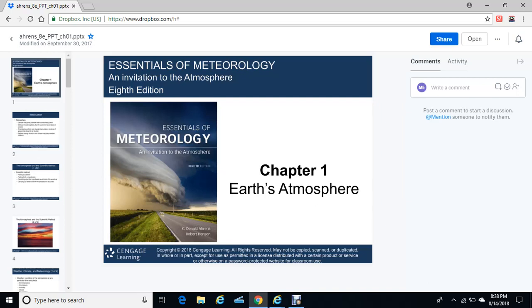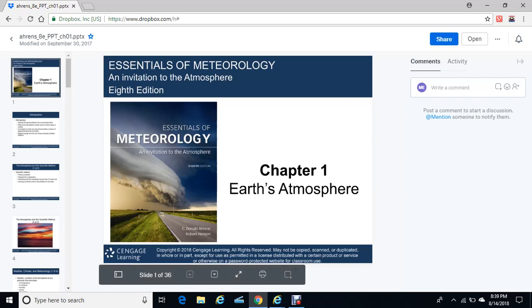Good evening. We're going to kick off this Introduction to Meteorology course by discovering the atmosphere. So we're going to start off with Chapter 1. This particular image shows you what the Invitation to the Atmosphere by C. Donald Ahrens and Robert Henson, this is what the cover looks like. So this 8th edition is what you should have for the course.